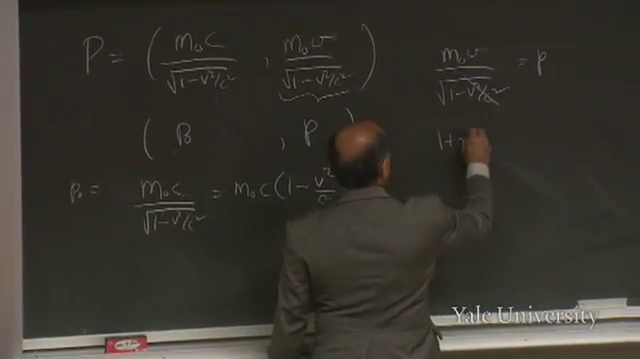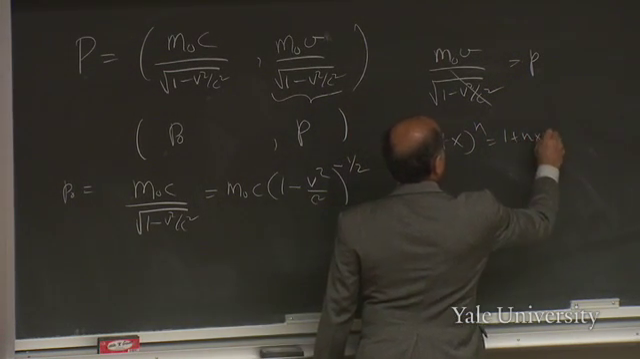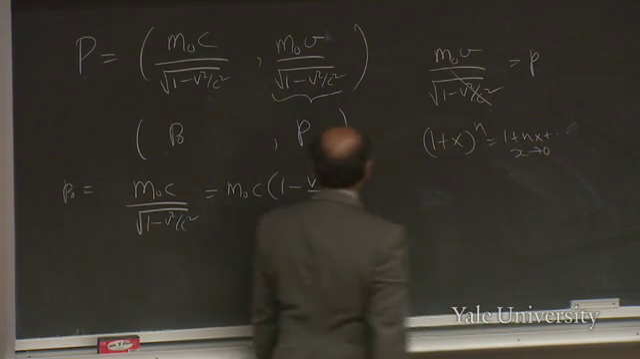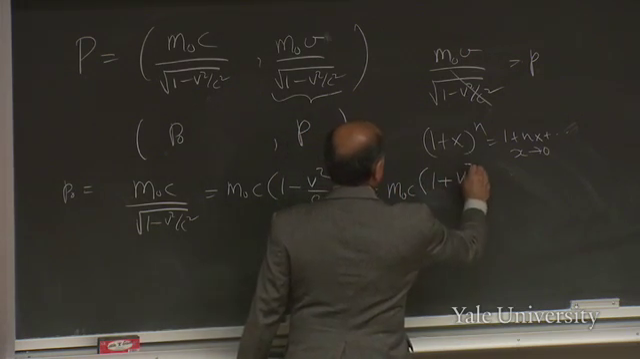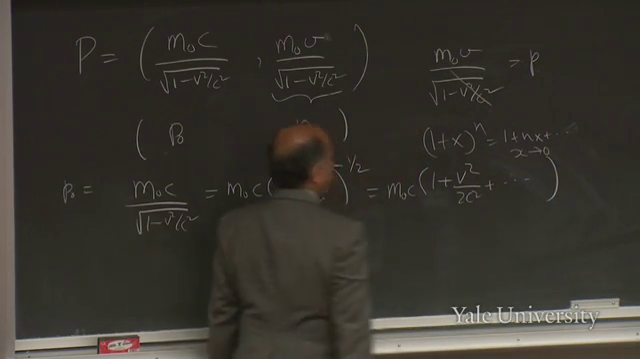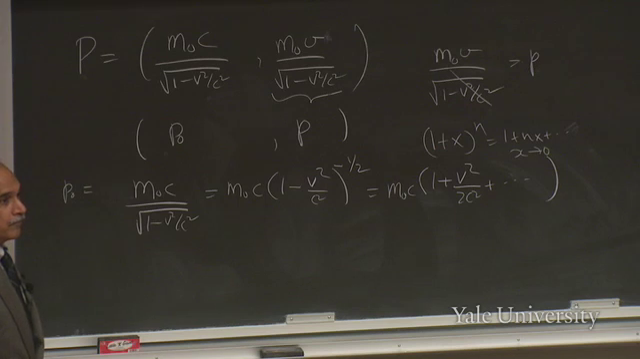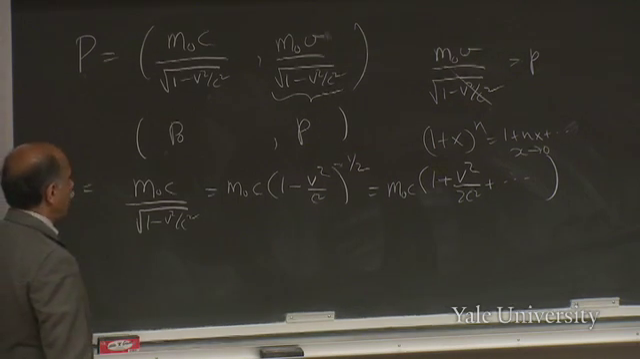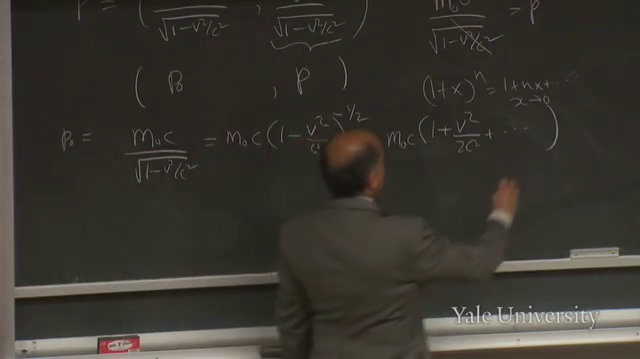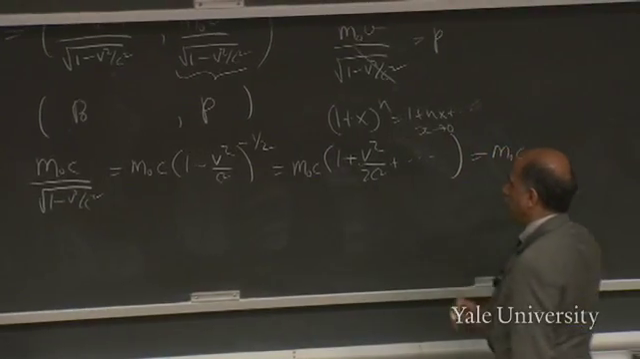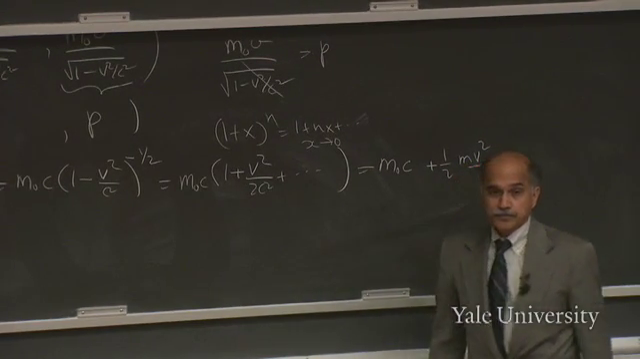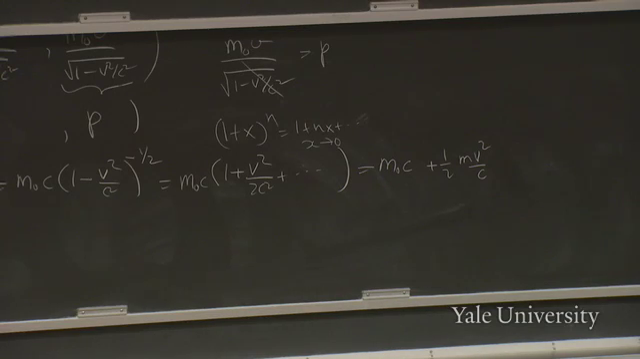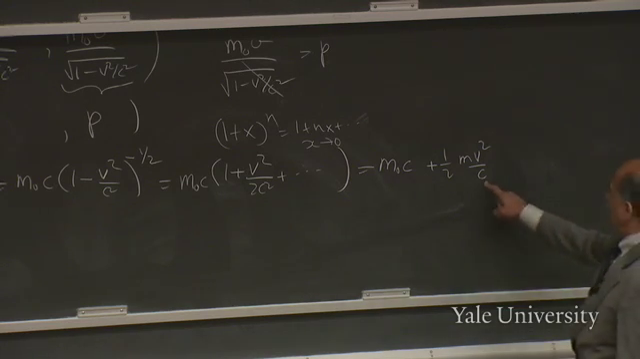Then I remind you the good old formula: 1 plus x to the n is 1 plus nx plus dot dot dot if x is very small. So if you use that, you get m0c times 1 plus v squared over 2c squared plus higher powers of v squared over c squared. So what are these terms coming out? Well, that's the first term for which I have absolutely no intuition. The second term looks like 1/2 mv squared divided by c. So for the first time, I see something familiar. I see the good old kinetic energy, but not quite, because I have this number c here.